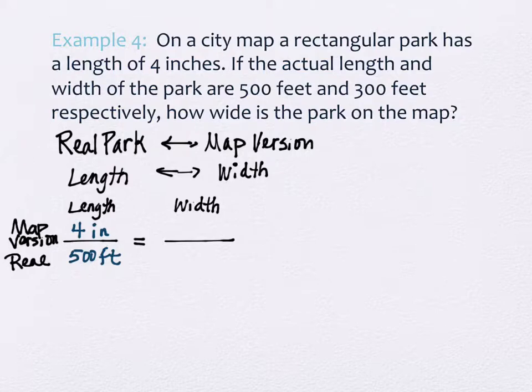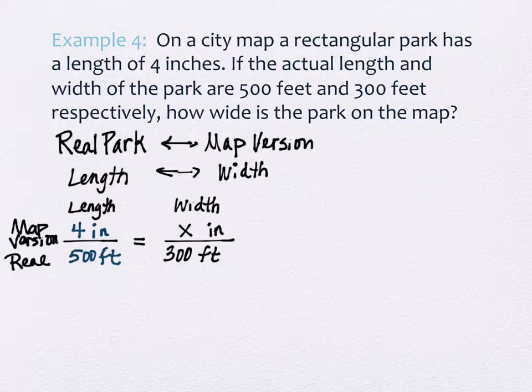We don't know it, right? That's what we're looking for. It's going to be in inches, though, so if you want to put inches next to it, you can. X inches. What is the real width of the park? 300 feet. Now, it's probably intuitive to most of you, but when you did decide that the length was 500 and the width was 300, why did you decide that?